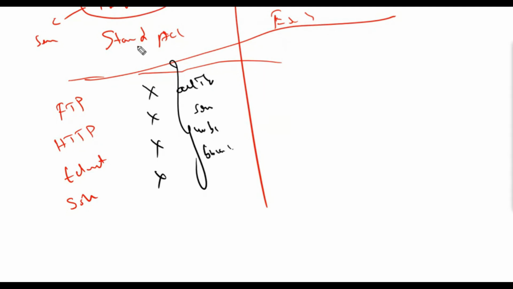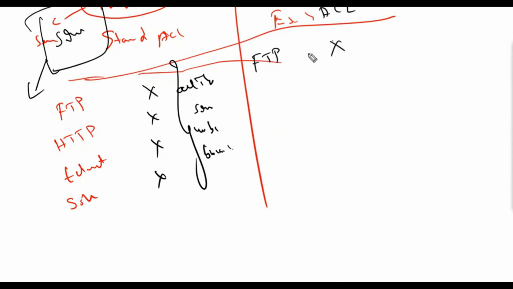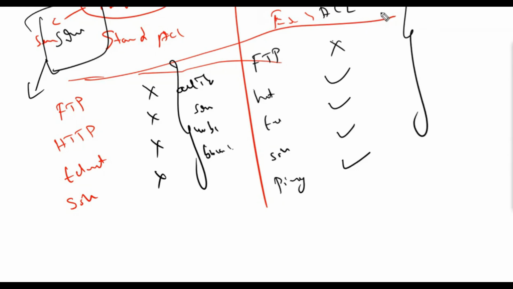Once you block this server, whatever services are inside this server will also be blocked, each and everything. To overcome this disadvantage, we have the extended ACL, where we can block only the FTP. The remaining HTTP, telnet and SSH will be up, and ping will be up and running. So you're blocking only one particular thing in extended ACL. Got it, right? Yes, sir.